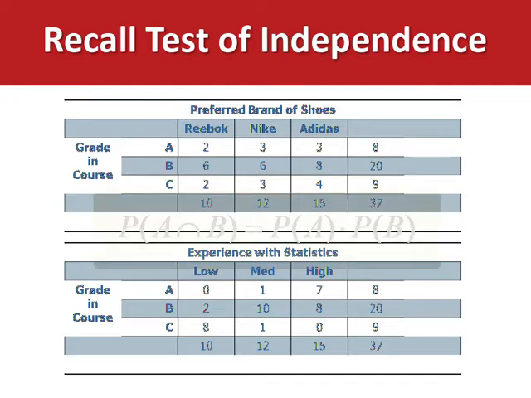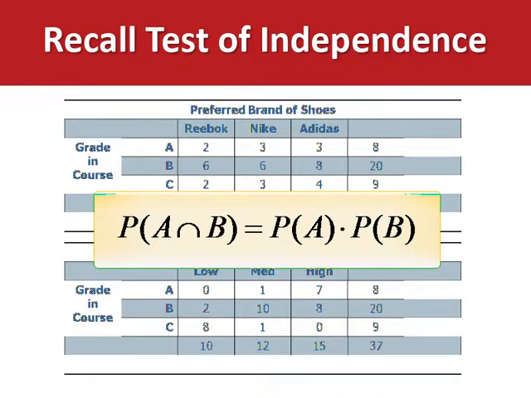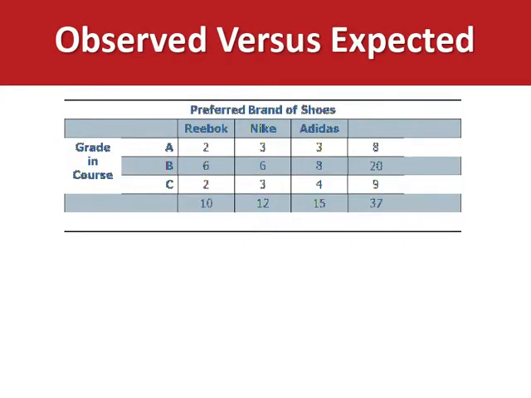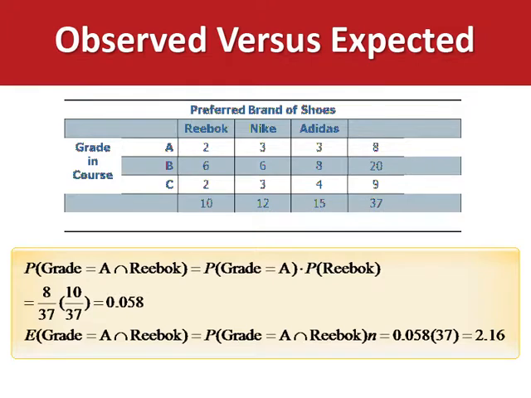And if you recall, in probability theory, we have a result that holds when two variables are independent. If the two variables are independent, then their joint probability, that is the probability of A and B, is simply the probability of A multiplied by the probability of B. So let's see how we might determine whether preferred brand of shoes is independent of grade in course. So we start off with the assumption that the two are independent, and we calculate this joint probability as probability grade equals A times probability shoe equals Reebok in this example.